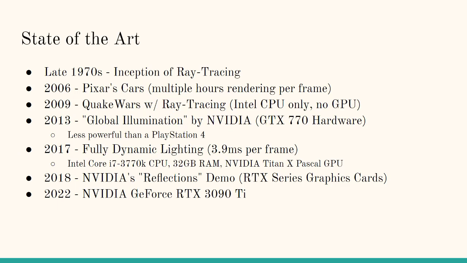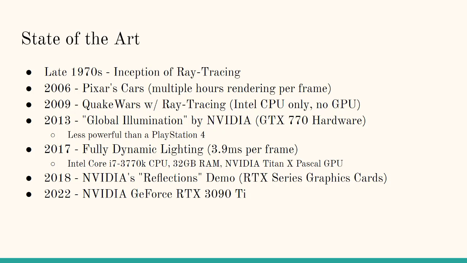Ray tracing first became a thing in the late 1970s. And during that time, algorithms were defined. There were ways to generate ray trace 3D graphics even back then. It just took a long, long time. Even decades later, in 2006, when Pixar's Cars was created, it took multiple hours to render a single frame of the film, leading to days and months for the entire hour-and-a-half long film.